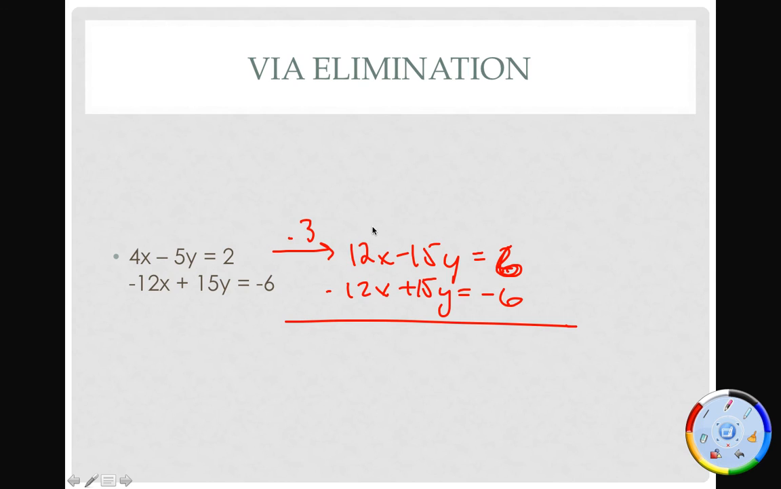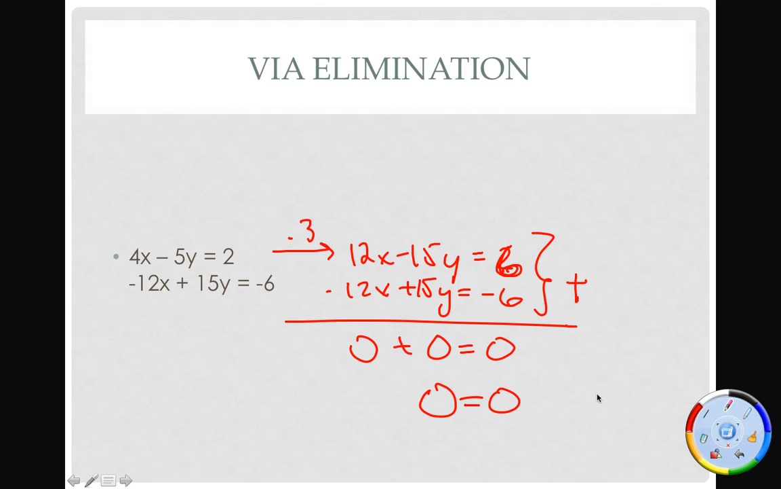I notice I have a positive 12 and a negative 12, so I'm going to add. And then you're really like, oh, wait a minute. This becomes 0. This becomes 0. And this becomes 0. So then it's saying 0 equals 0. And this confuses people even more.